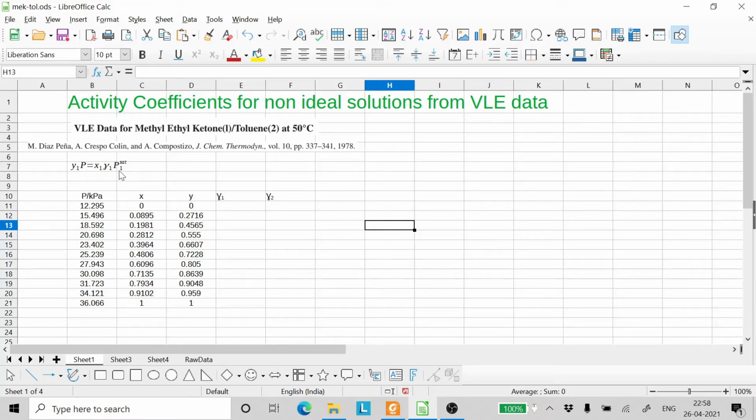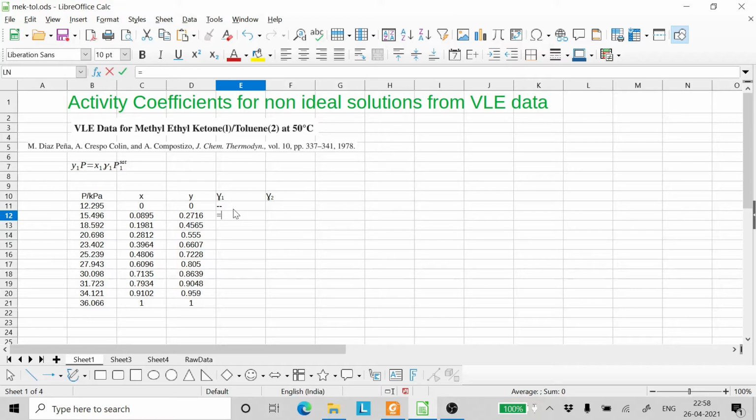We use the modified Raoult's law. The modified Raoult's law is Y1P is equal to X1 gamma 1 P1 sat. Now, obviously, for the first point, that is 0, 0, we will not get any value. It will be an indeterminate value. Gamma 1 will be an indeterminate value.